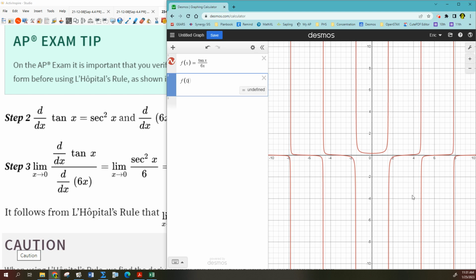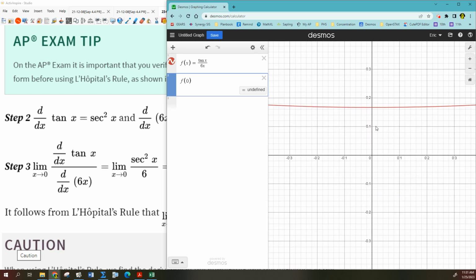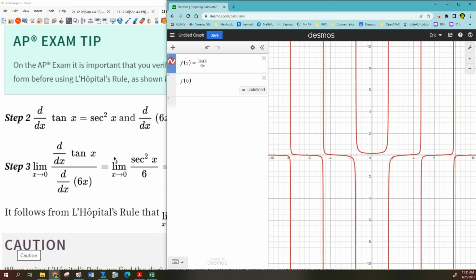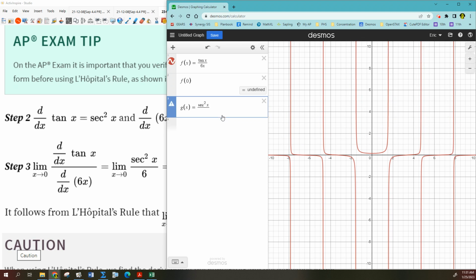Undefined, yeah. But if I zoom in real closely, well, it is approaching a value, right? Even though the function doesn't exist at that one spot, it's certainly approaching a specific value from the left and the right, okay? Let's graph the ratio of the derivatives. Let's call that g of x. We said that was secant squared divided by 6.